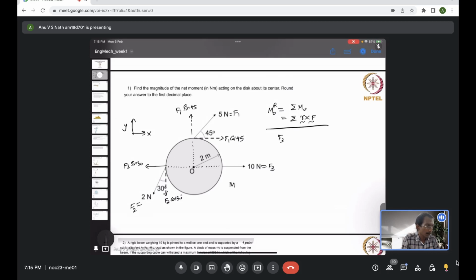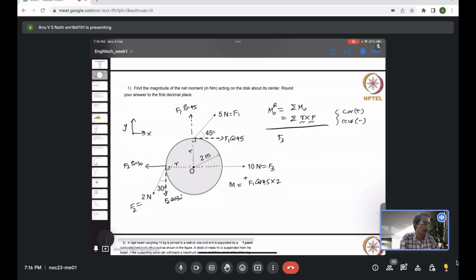So the net moment will be F1 cos 45 times its moment arm. You can see the moment arm of F1 cos 45 is just r, the radius, which is 2 meter. Similarly for F2 cos 30, the moment arm is also r, which is the shortest or perpendicular distance to those component forces. So basically F1 cos 45 times 2, but F1 cos 45 is causing a clockwise moment, so I will choose that to be positive. Let's say clockwise is positive and counterclockwise is negative. It's just a convention, it doesn't matter, you can choose the other convention also.